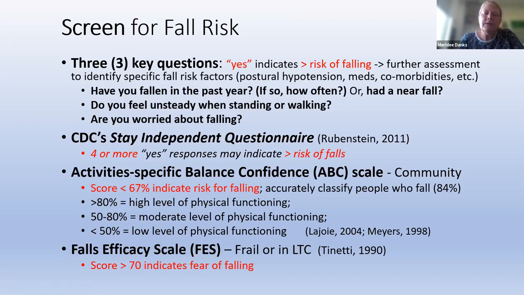If you have somebody that's not community dwelling, they're more frail, they're at home, or they're in a long-term care facility, Tinetti came up with a Falls Efficacy Scale. And this one has an opposite scoring. The higher the score, the more fear of falling the person would have. So a score greater than 70 would indicate they have a fear of falling.